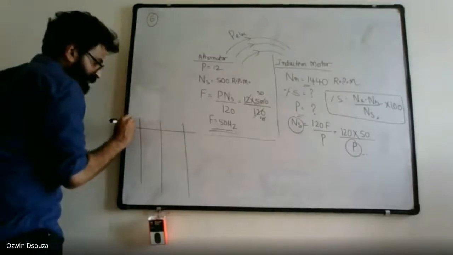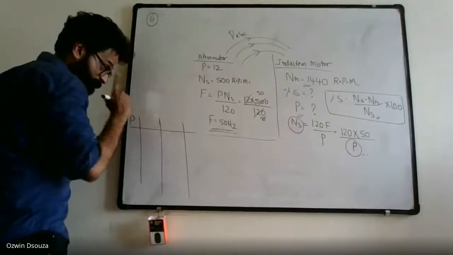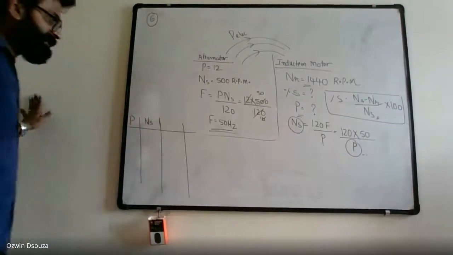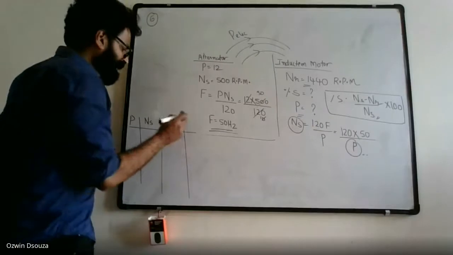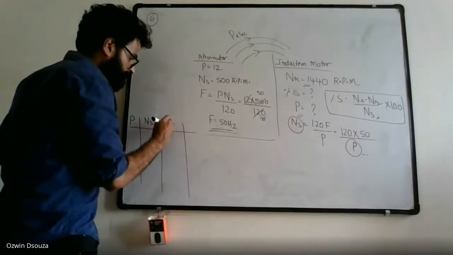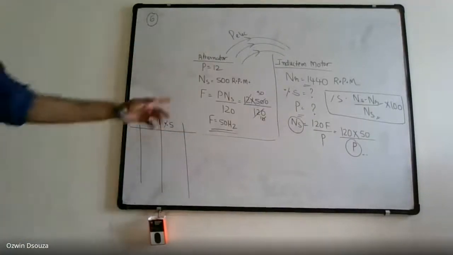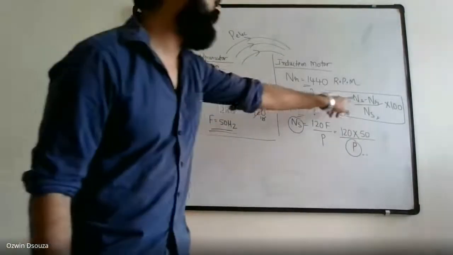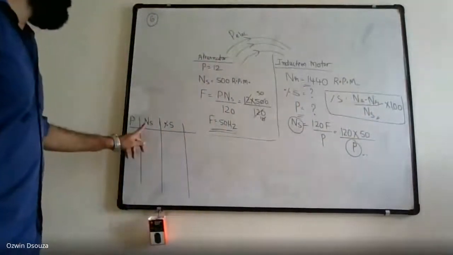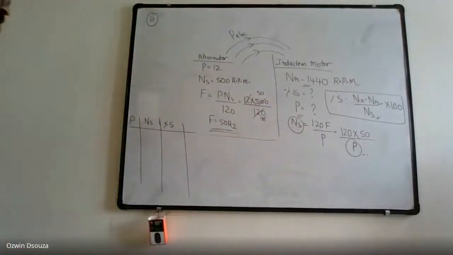Let us call this p, the number of poles, and we'll calculate ns, and then calculate percentage slip. I've given the formula, right? Percentage slip is (ns minus nr) divided by ns into 100, and ns is 120 f by p. So let's do it.